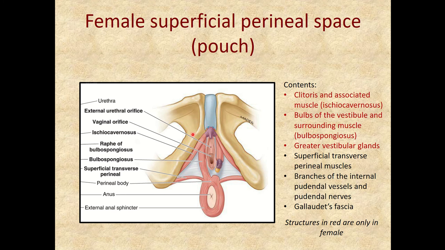For the female superficial pouch, you're going to have the crura and the bulb of the clitoris. You can see this little yellow dot here, that's going to be the greater vestibular gland, also known as Bartholin's gland. And here you can see they cut off the muscle so that you can see that this would be the bulb of the vestibule, other cavernous tissue that exists in the female. And then the overlying muscles and the neurovascular structures that aren't depicted in this image.